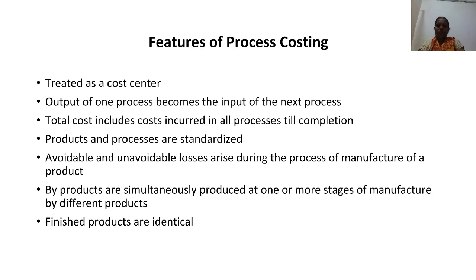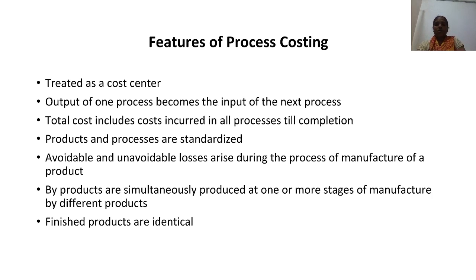Apart from that, there are some avoidable and unavoidable losses during the process of manufacture of a product in process manufacturing. So, there are some losses. Those losses can be avoidable to some extent, and sometimes even though human beings try to avoid that, some losses are unavoidable.